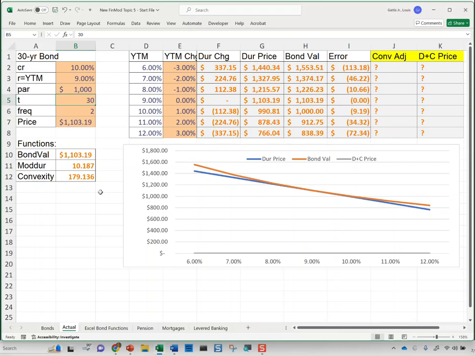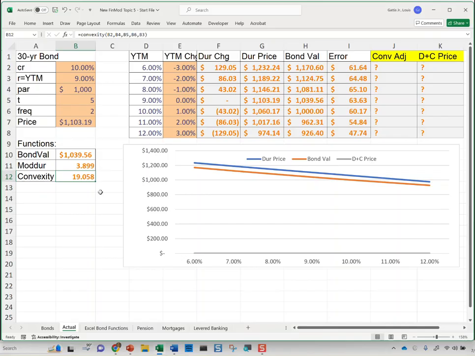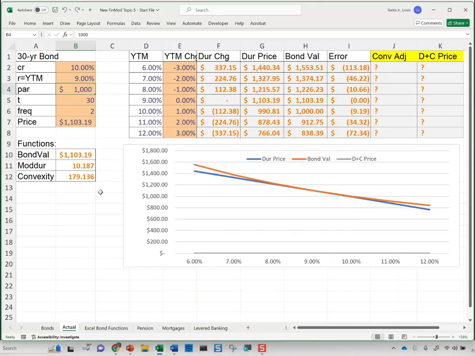Now notice if I were to make this a 5-year bond, the convexity is only 19. When it's a 10-year bond or 30-year bond, it's 179. So the longer the maturity of the bond, the more curved the function is. If I were to make this a 100-year bond, notice that the convexity went up and actually the graph got more curved. So that is the insight into this convexity number. This bond has convexity of 179, which means that the price-yield relationship is very curved. 179 is relatively high.